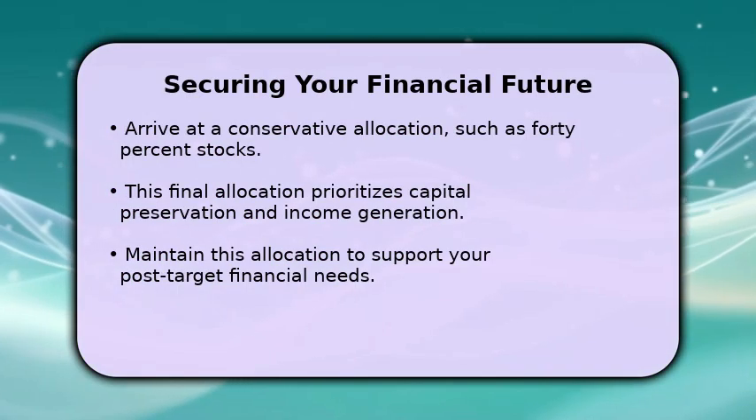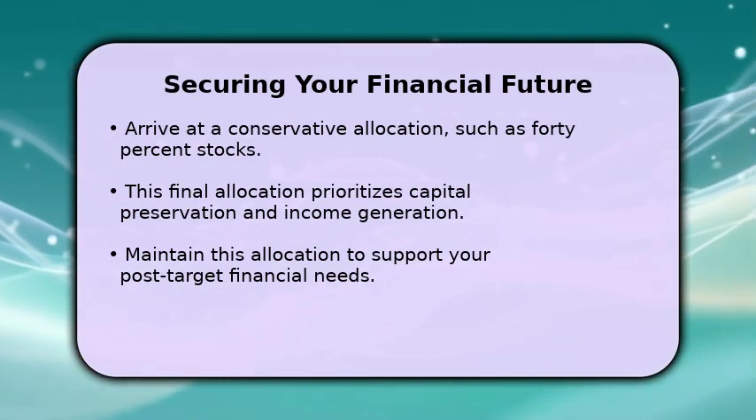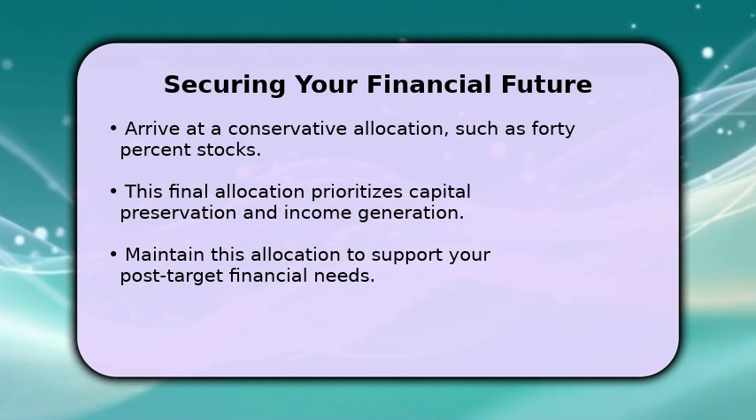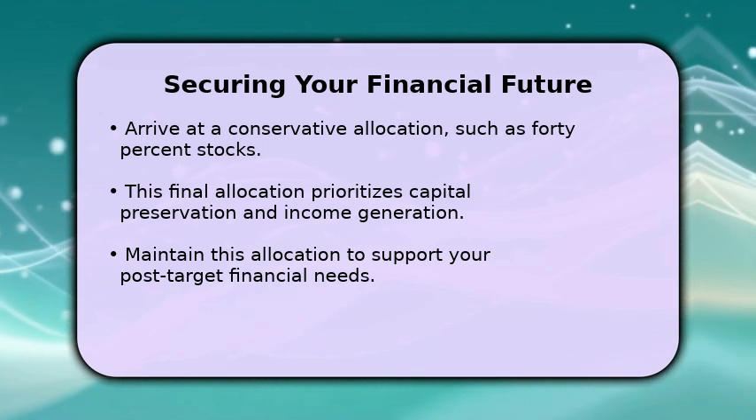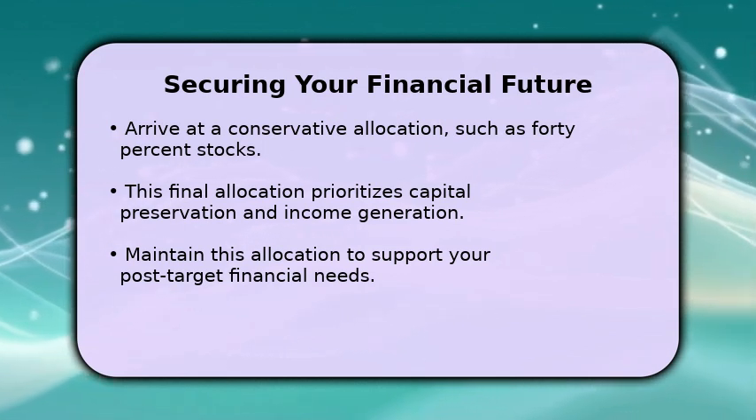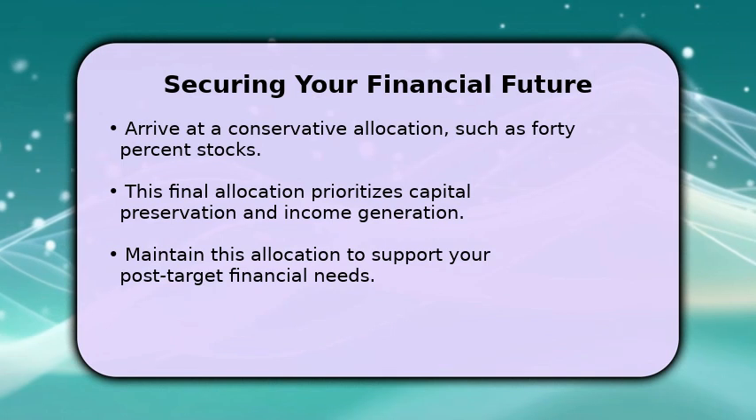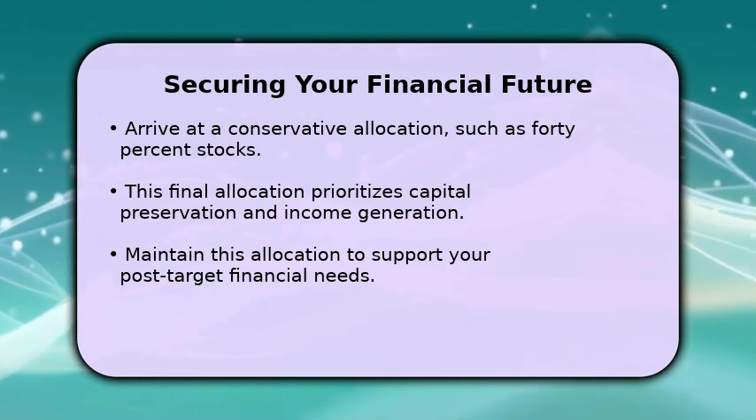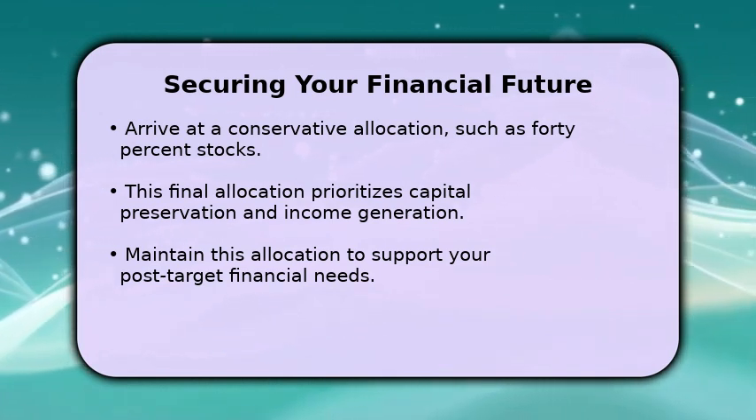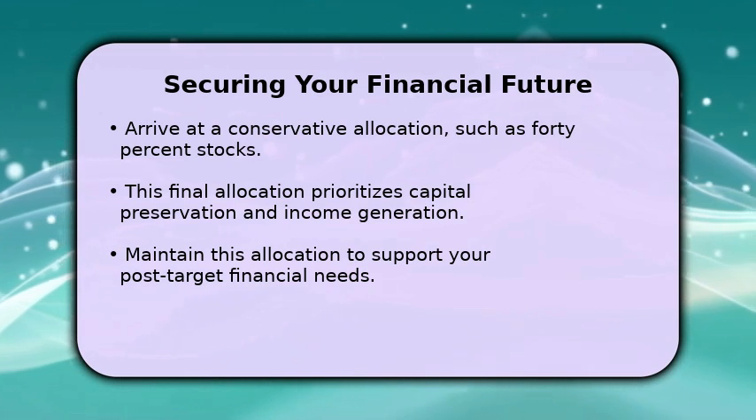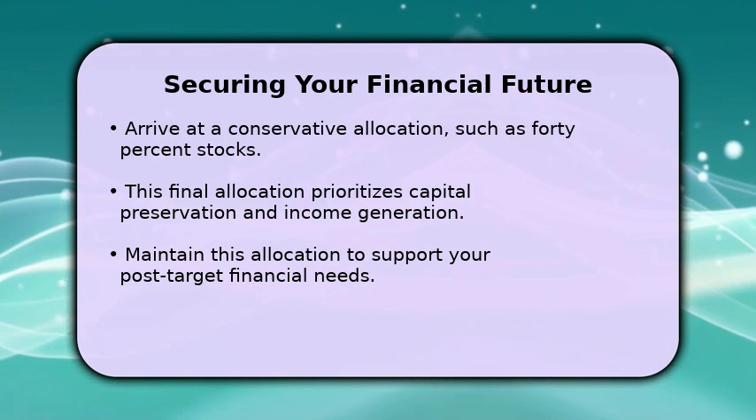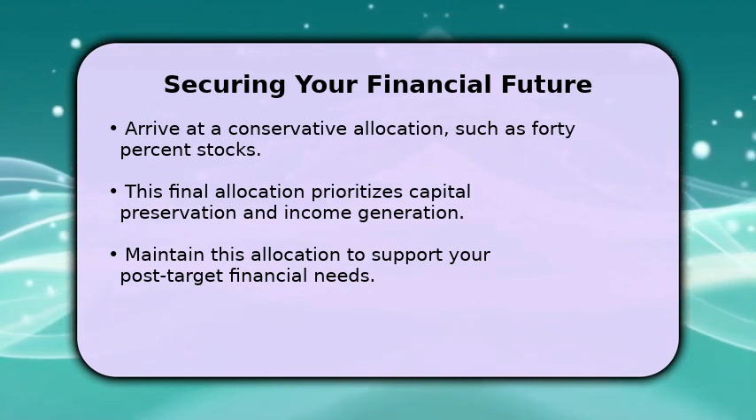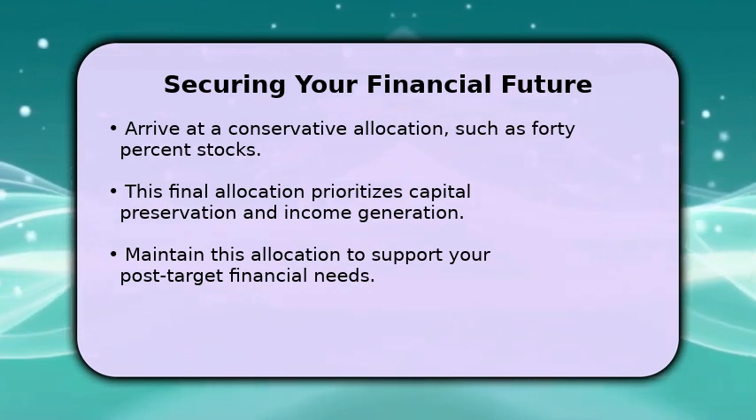Upon reaching your target date, your glide path should lead you to a significantly more conservative asset allocation. For example, a typical endpoint might be around 40% stocks and 60% bonds. This final allocation prioritizes capital preservation and aims to generate stable income, helping to secure your financial future. You then maintain this allocation to support your ongoing financial needs.